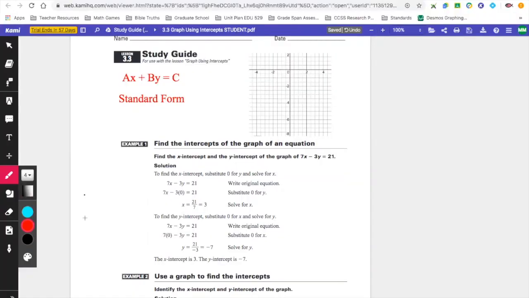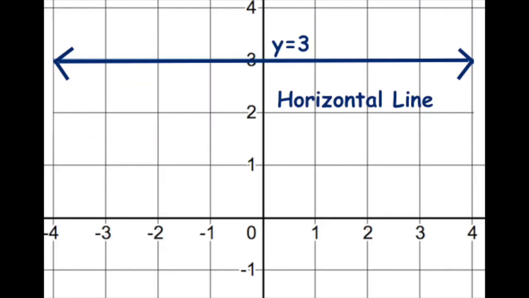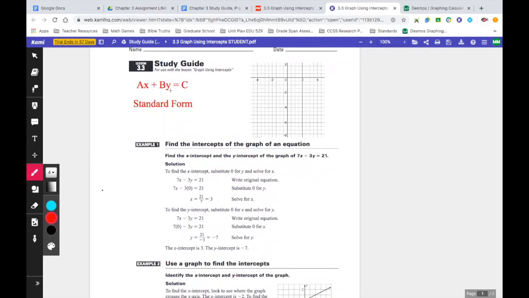We are working with standard form: Ax plus By equals C. A, B, and C are just real numbers. In an equation of a line, we are always going to have an x and a y unless it's a vertical or a horizontal line. Then you only have one of those variables.